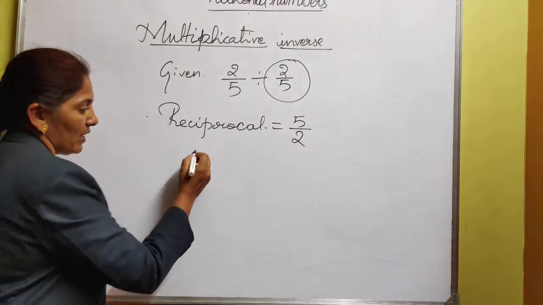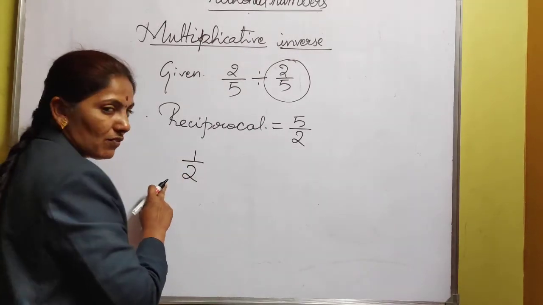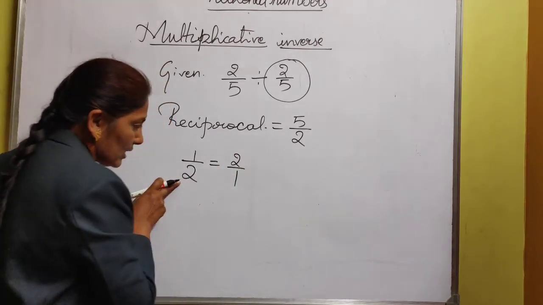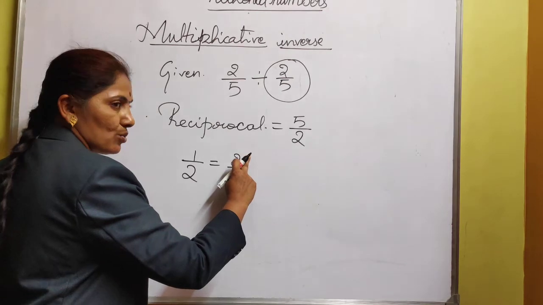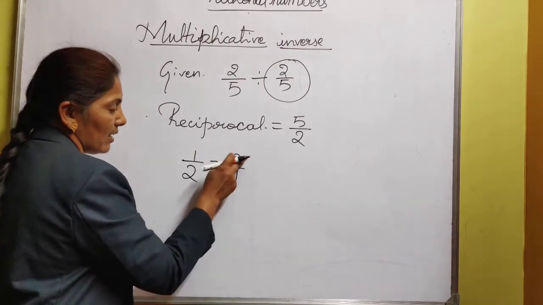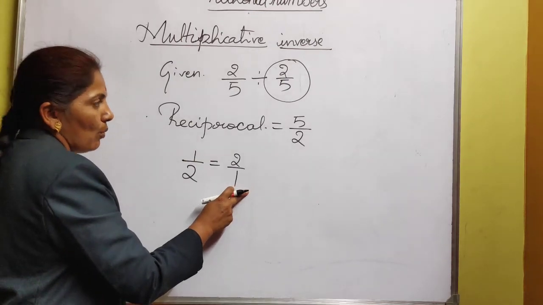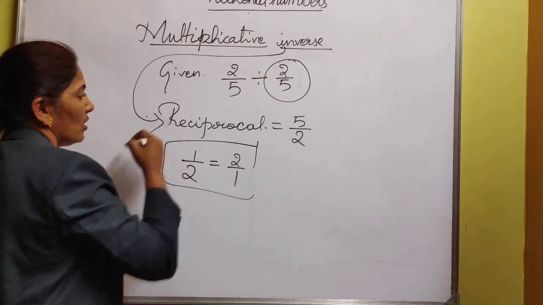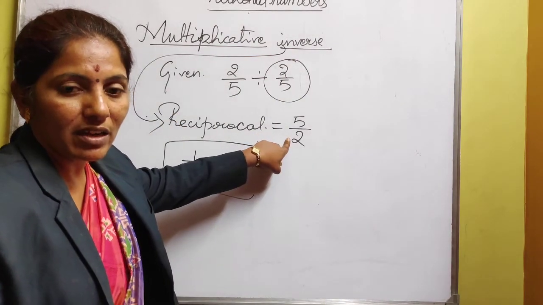One more small change. If I want to find the reciprocal of 1 by 2, what is the reciprocal of 1 by 2? It is nothing but 2 by 1. You can see the changes here. The value of the denominator, 2, is written in the numerator part, and the value of the numerator, 1, is written in the denominator. So the reciprocal or the inverse is nothing but changing the values of the denominator and the numerator.